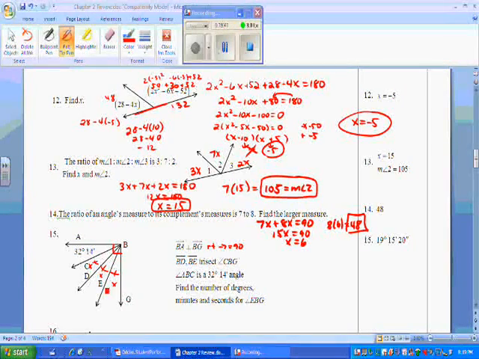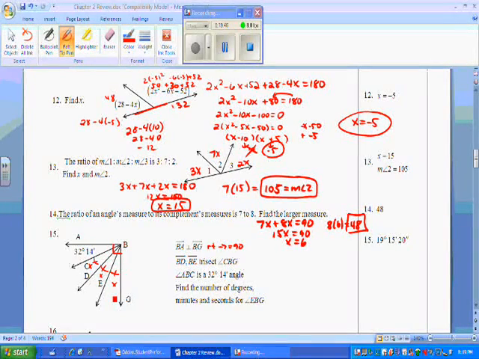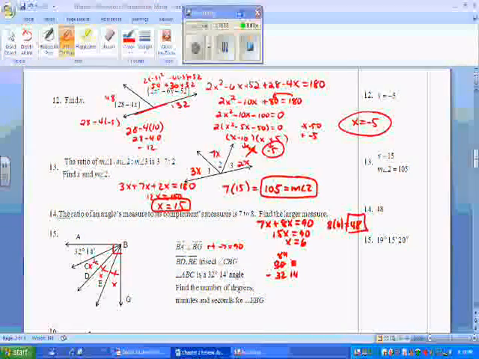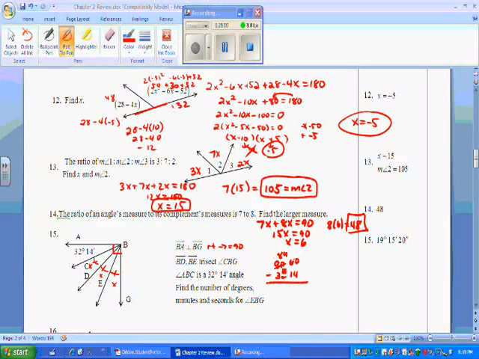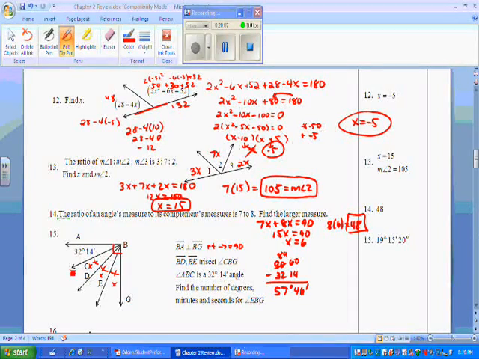So we have to use our minutes and seconds. We want to find EBG, so we want to find one of these sections. So where do we start? We start by saying, hey, we have 90. Let's subtract 32 degrees 14 minutes. Well, we have to borrow. So this becomes 89 degrees 60 minutes. Subtract the 32 and 14, and we get 57 degrees 46 minutes.